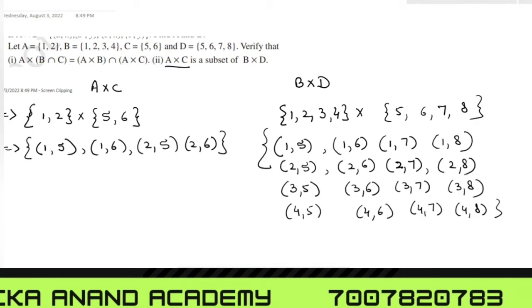Clear, Ritika? Now you can see that 1, 5 is there. 1, 6 is also there. 2, 5 is also there. 2, 6 is also there. That means this whole set is contained in this set. So we can say that A cross C is a subset of B cross D. Now you understand because this whole set is contained in B cross D. Okay?